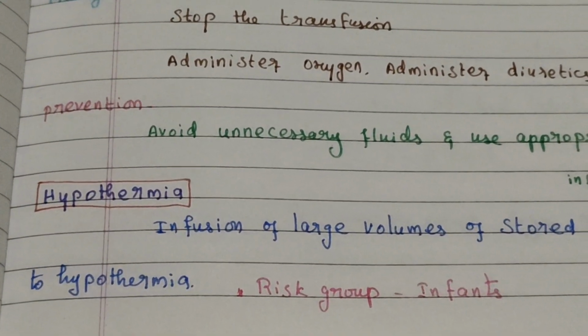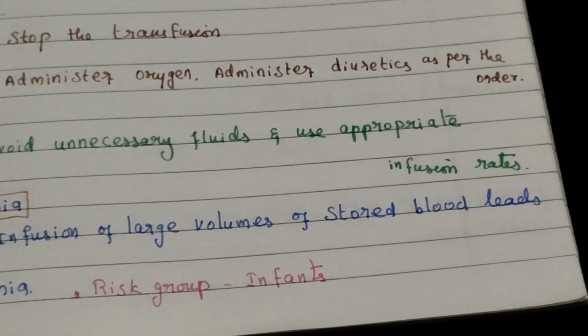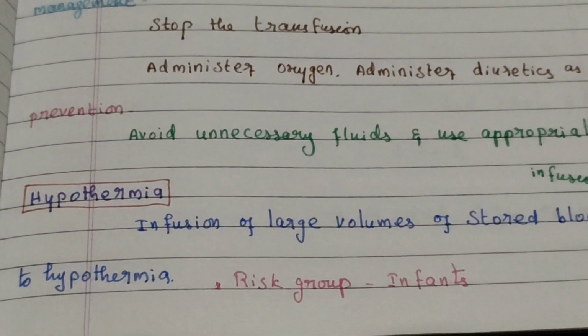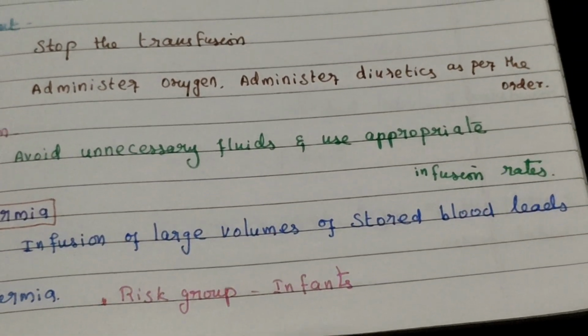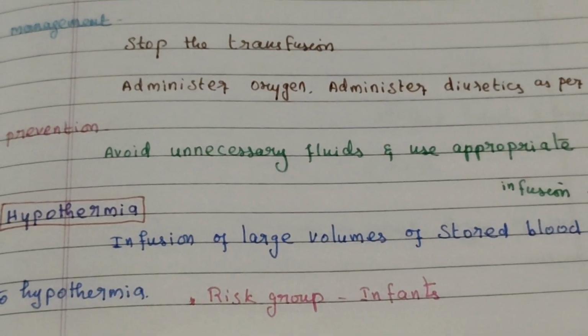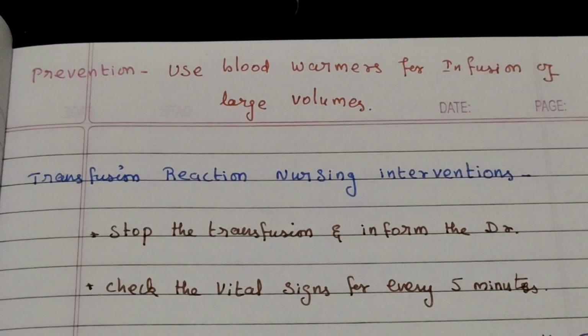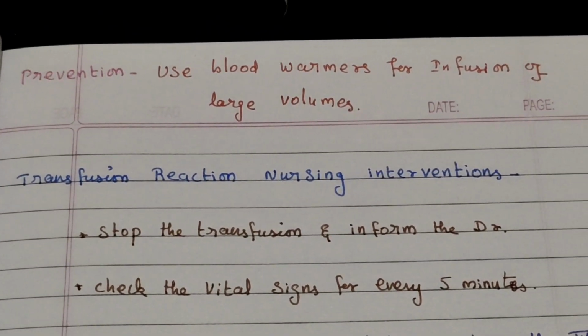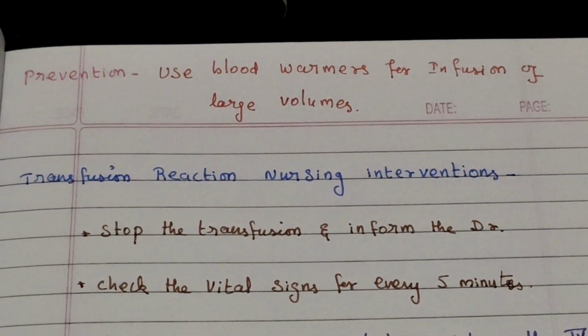Next one is hypothermia. Infusion of a large volume of stored blood leads to hypothermia. This is a main risk for infants. Prevention: use a blood warmer. For infusion of large volumes, use blood warmers.